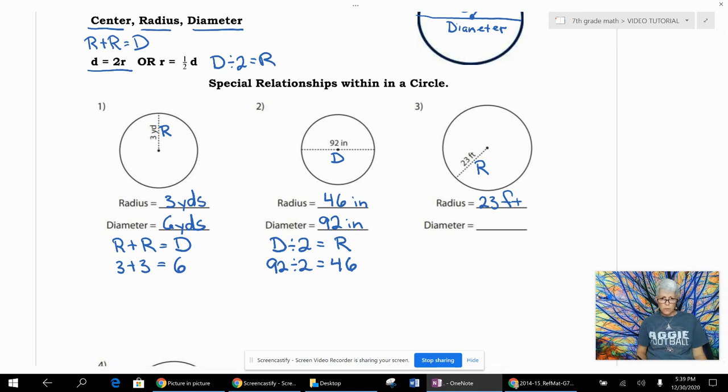Next one, radius. So I want you to think about it. Am I going to do the R plus R equals D, or am I going to do the D divided by 2 equals the radius? Right, I have the radius. So I'm going to find the diameter. So let's see, that's going to be 23 plus 23. If I add those together, I get 46. So my diameter is 46 feet.